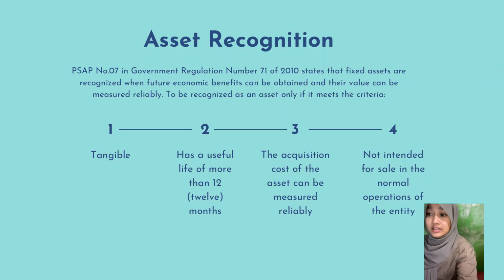Next is asset recognition. There are three asset recognition. PSAP number 7 in Government Regulation number 71 of 2010 states that fixed assets are recognized with future economic benefits can be obtained, and their value can be measured reliably to be recognized as an asset only if it meets the criteria. So first one is tangible, second is has a useful life of more than 12 months, third one is the acquisition cost of the asset can be measured reliably, and the last one or the fourth is not intended for sale in the normal operations of the entity.